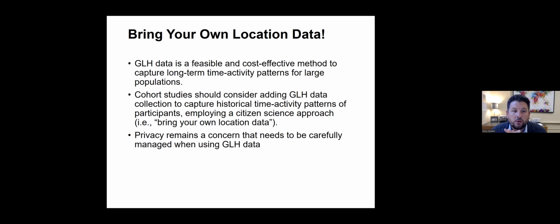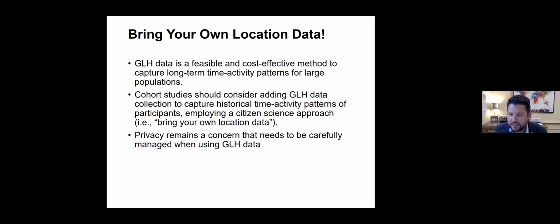So the Google location history data is a feasible and very cost-effective approach to capture time activity patterns. Existing cohorts could try to integrate this retrospectively. For example, the All of Us study is targeting 1 million people. If you got just 10% of that cohort to provide this data, that would be 100,000 individuals where you could link this information to all of the other survey, health administration, and biomarker data that's being collected.